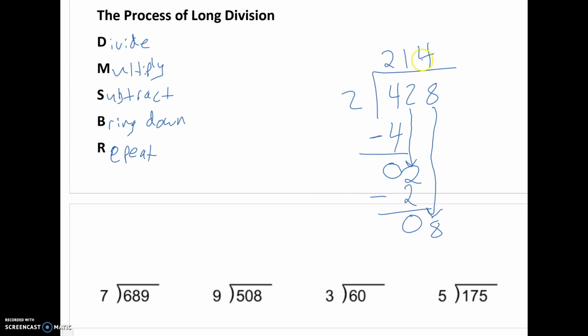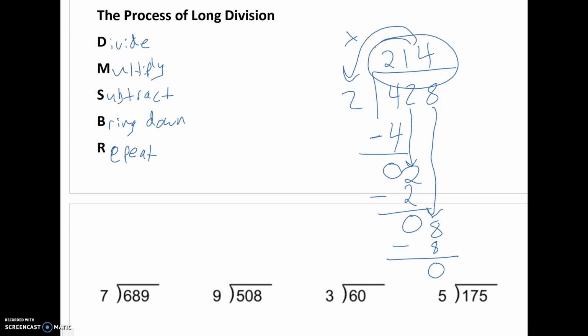There we go. Then we multiply. 4 times 2 is 8. Then we subtract. 8 minus 8 is 0. Anytime you run out of numbers and your remainder is 0 down here at the bottom, you're done. So 2 goes into 428 214 times. That's our quotient.